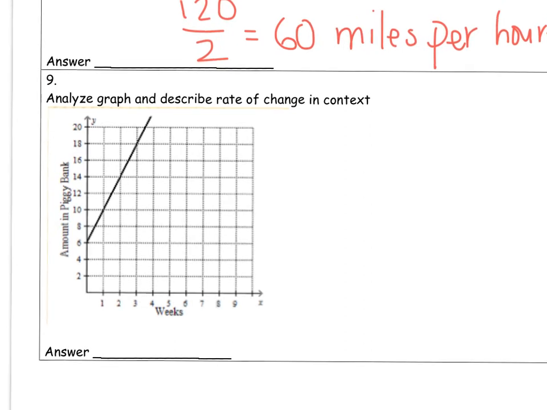Analyze the graph and describe the rate of change in context. Okay, well, let's find the rate of change first. We got 6, and we're going up 2 over 1, up 2 over 1, up 2 over 1, up 2, oh, can't go anymore. Okay, so 2 over 1 is my rate of change. So this means $2 in the piggy bank in 1 week.